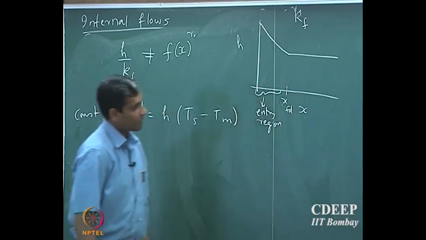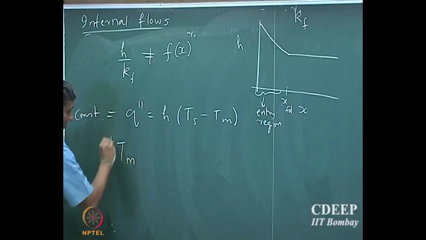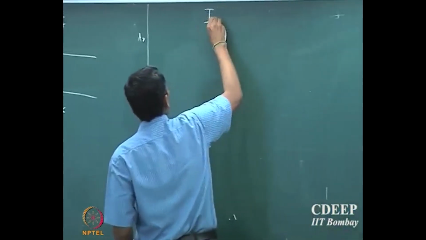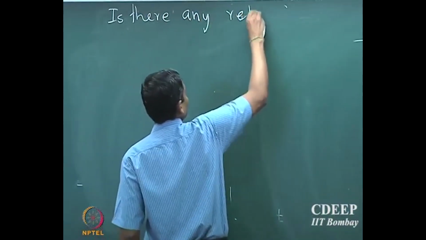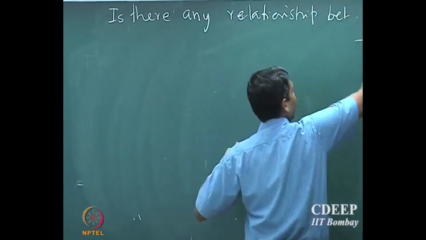So suppose I want to find out, so the exercise is now to really find out what is the mean temperature. If I know the mean temperature, there are lots of things that I can actually estimate. Before we go and find out what this mean temperature is, let's see if we can find the relationship between the mean temperature and the actual local temperature. Is there any relationship between T and Tm?